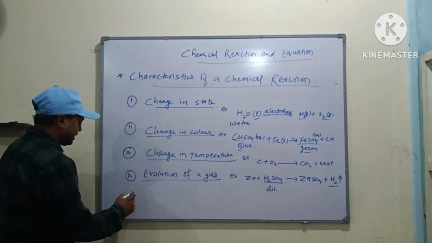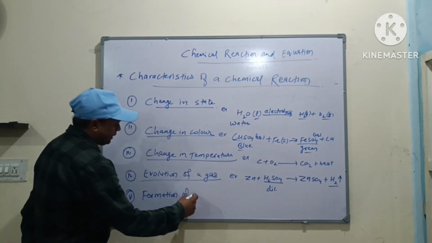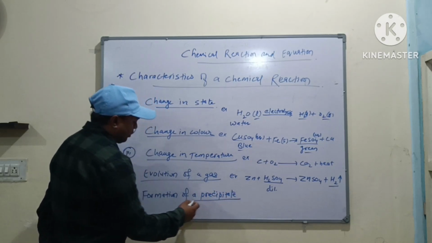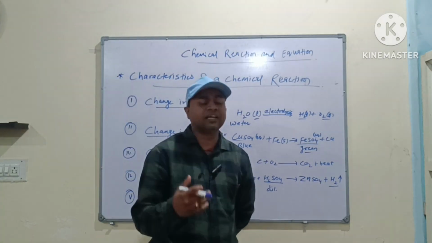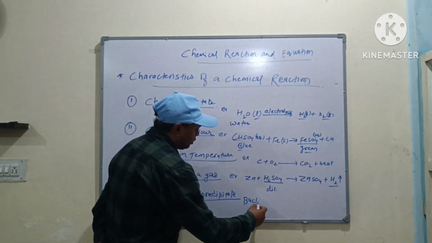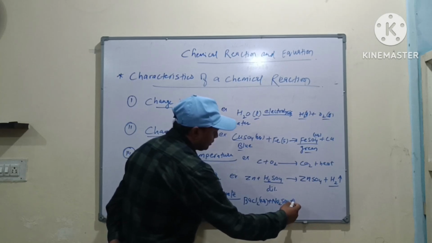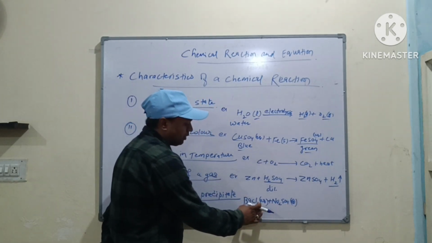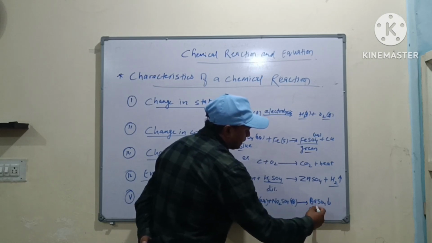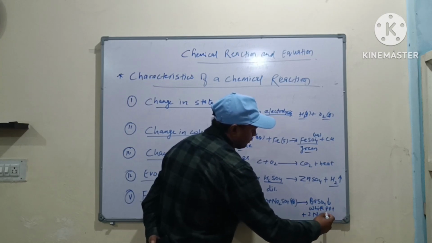And the last characteristic is formation of a precipitate. What do you mean by precipitate? Precipitate is nothing but an insoluble solid. Take one reaction: barium chloride, BaCl2 aqueous solution, when it reacts with sodium sulfate, Na2SO4 aqueous. Aqueous means just a water solution. It gives a white precipitate of barium sulfate, BaSO4. White PPT is obtained, children. We will discuss this during the precipitation reaction also, plus 2NaCl aqueous is obtained.